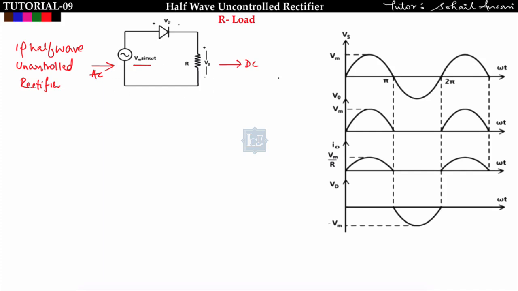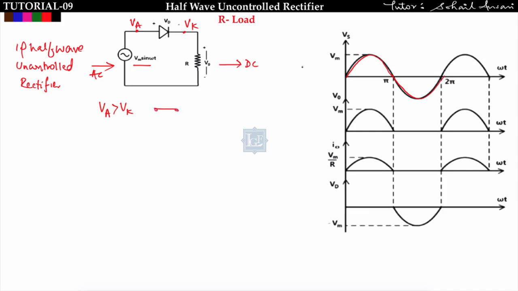So the supply is Vm sin omega t. It will somehow look like this. From 0 to pi it will be positive, and from pi to 2 pi it will be negative. Now this is the anode potential and this is the cathode potential. When the anode potential is greater than the cathode potential, then this diode will be shorted and it will start conducting.